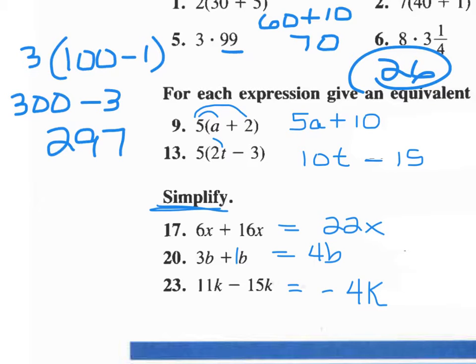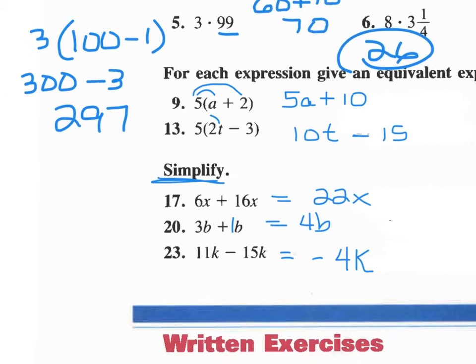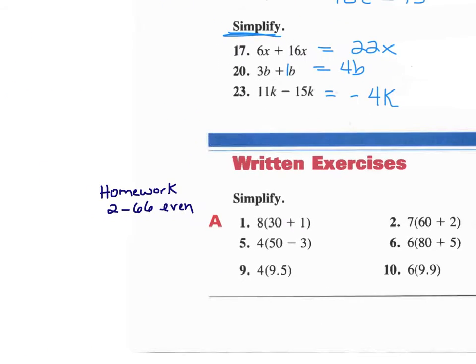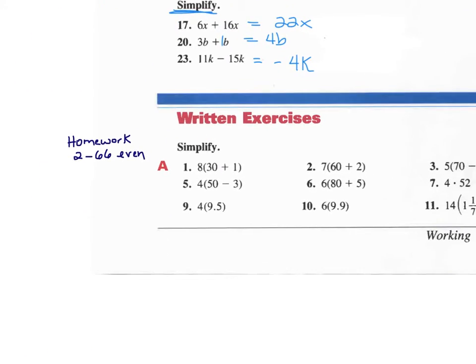Perfect. The homework, I guess. So your homework tonight is going to be 2 through 66 even. And what we're going to do right now is I'm going to give you back your test from Thursday. We're going to go over it, and then if you have any questions about it, you can ask me. And then if there's any remaining time, you can go ahead and start this 2 through 66 even.